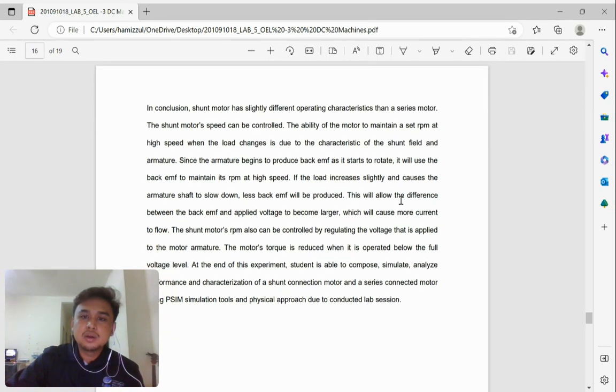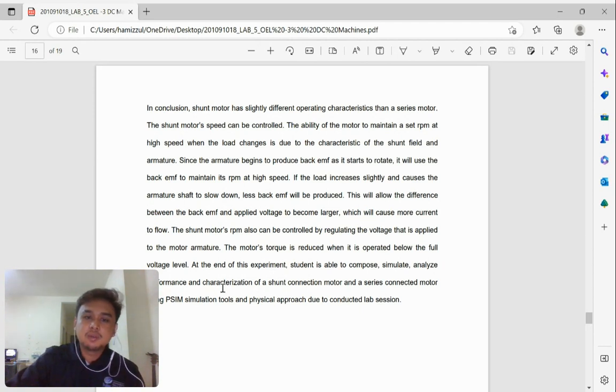This will allow the difference between the back EMF and applied voltage to become larger, which will cause more current to flow. The shunt motor RPM also can be controlled by regulating the voltage that is applied to the motor armature. The torque of the motor will be reduced when it is operated below the full voltage level.